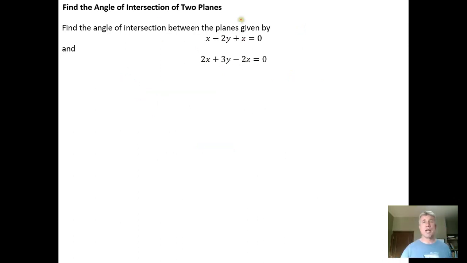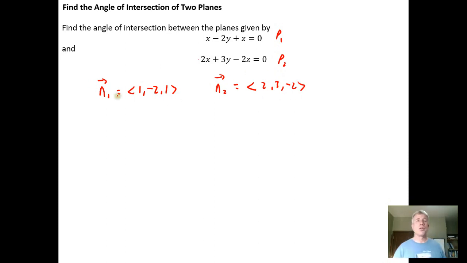So in this last example, we have plane 1 and plane 2. Plane 1 is going to have normal vector n sub 1, which is equal to 1, -2, 1. And plane sub 2 has normal vector n sub 2, which is equal to 2, 3, and -2. It would be easy to verify that they are not parallel, that this one is not a scalar multiple of this one, and that the dot product is not 0. So these two planes are going to meet at an angle that isn't going to be 0 degrees or 90 degrees.